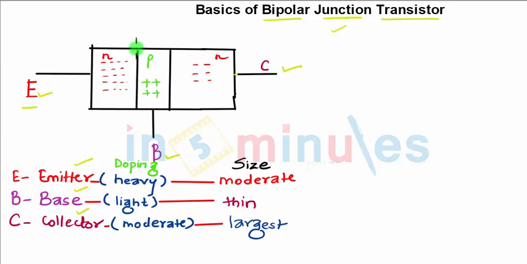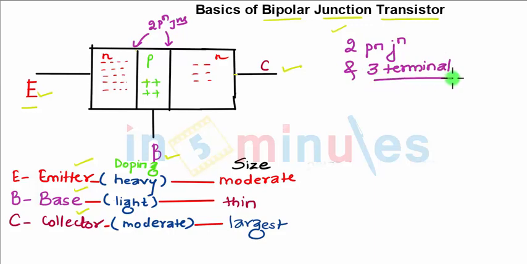Then it has two PN junctions. When you look at the diagram, this is one of the PN junctions and this is the other PN junction. So it is a two PN junctions and three terminal device. Now how is the arrangement of the emitter, base and collector?